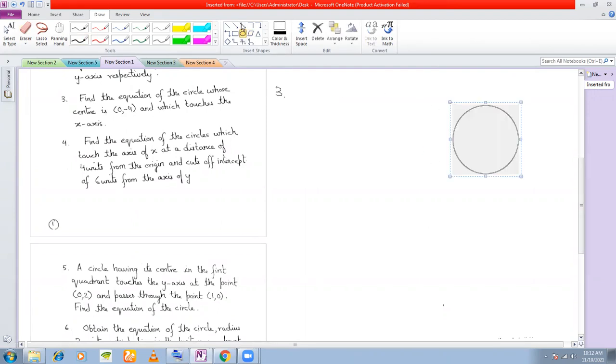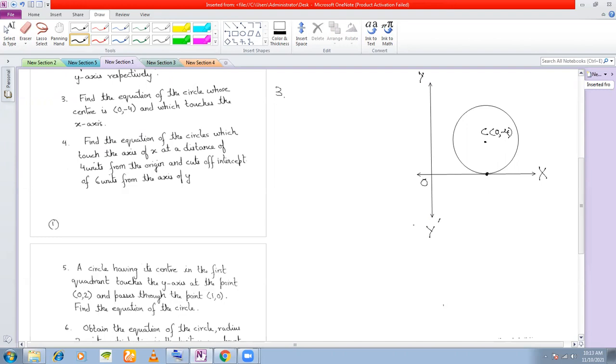Circle touching the x-axis. And let's say your y-axis is somewhere over here. Okay. So as I told you, the center, let's say C, is given to be 0, minus 4, right? And this is a point of contact. So the x-axis is actually a tangent to this circle.